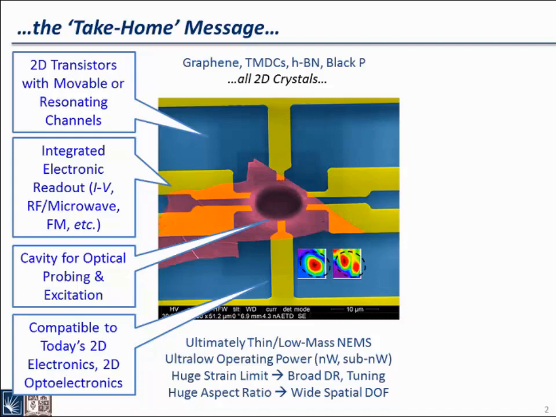Also, this cavity, if we engineer the bottom surface to be very smooth, we can make a cavity for optical probing and excitation. So this is pretty much compatible with today's 2D electronics and 2D optoelectronics. All we have done so far is to add what we are best at, mechanics, because in this community, to make moving parts in our systems is in our gene. So we must make things movable.